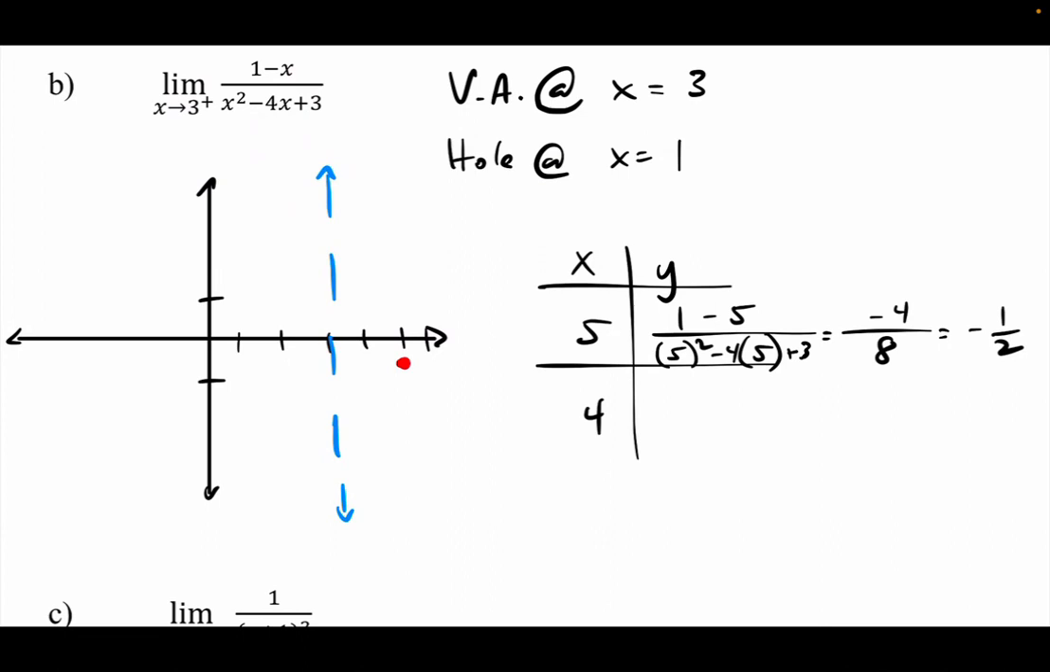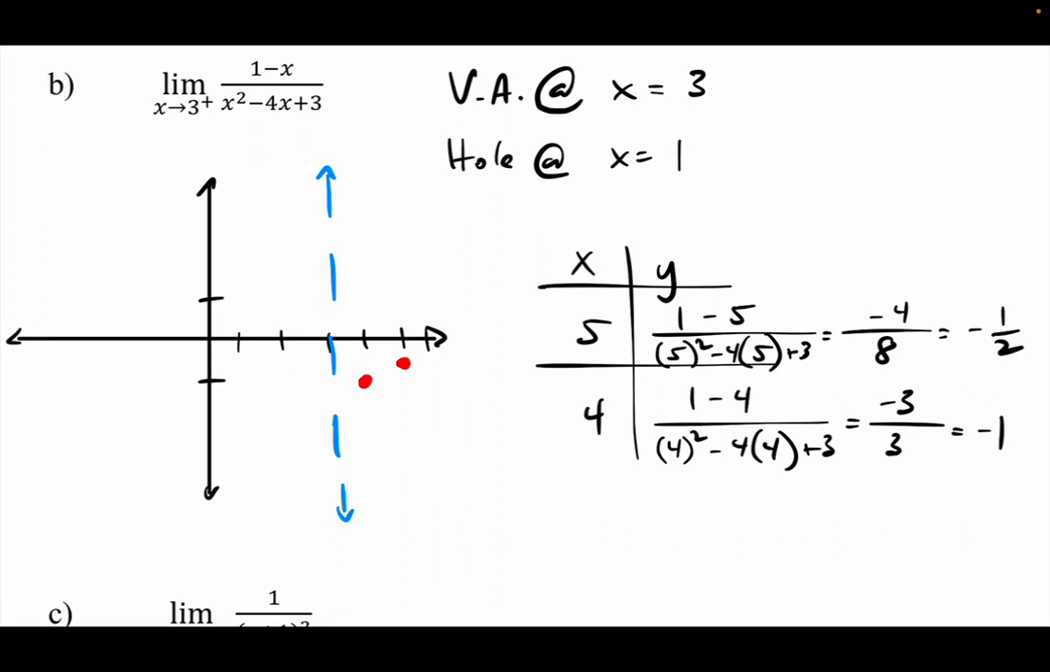Okay. So it's on the negative side, but that doesn't mean it's going to be negative. It could be going up, or it could be going down. We don't know that until we plug in the next number that's closer to the blue line. 4. 1 minus 4 over 4 squared minus 4 times 4 plus 3. So we get negative 3 on top, and on the bottom, 16 minus 16 plus 3, that's 3. So that equals negative 1. Let's go make a dot there. So negative 1 is going to be here.